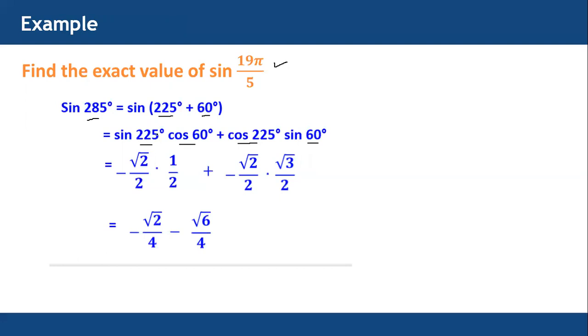Where sine 225 equals minus root 2 over 2, multiplied with cosine 60, which is 1 over 2, plus cosine 225 and sine 60, which is root 3 over 2. You can simplify. So this one is your actual answer. You can take LCM 4, so minus root 2 minus root 6 divided by 4 is the answer. If you simplify, minus root 2 minus root 6 divided by 4 will give you the result for sine 285.